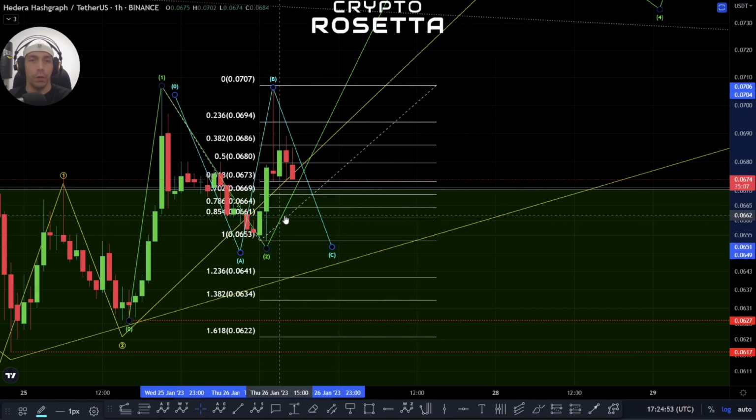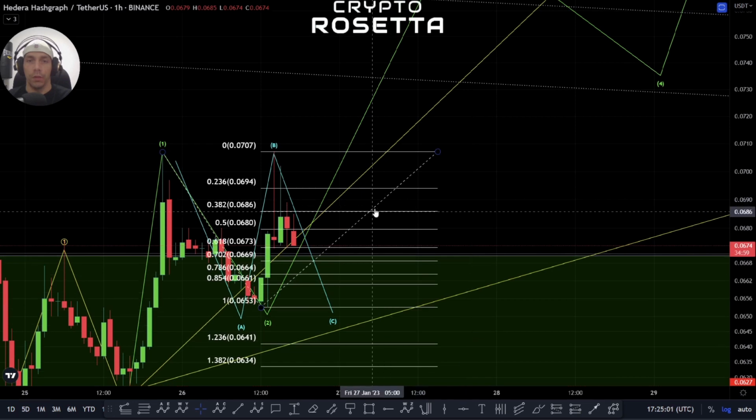Or alternatively, we could find support higher up in the 786, 702 zone, and then look to push away from there. So we just have to give it a little bit of time and see how we react.